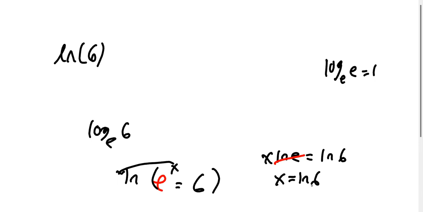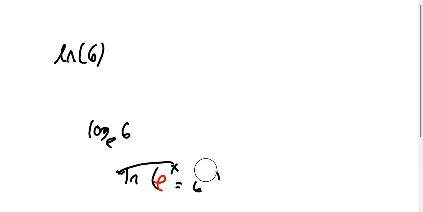Now, ln of 6 is some irrational number because you cannot represent it as a fraction. So this is just going to be some number. So that's what a natural log is. How about we dive a little bit deeper into that?